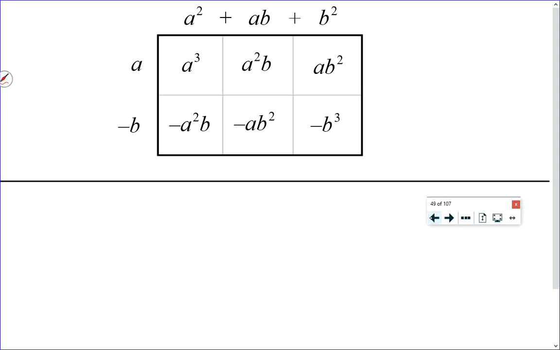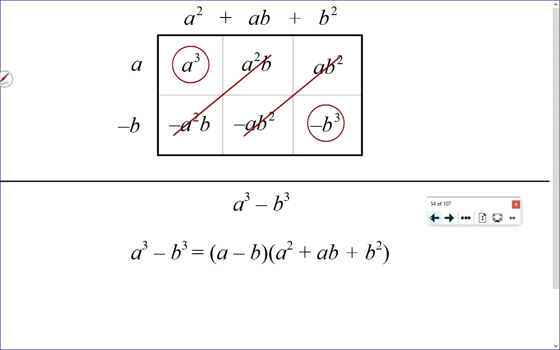But if you look at them carefully, these 2 terms are identical but opposite. And these 2 terms are identical but opposite. So it works. I'm telling you it works. You get a cubed minus b cubed, which is what we're supposed to get. Except you're always going in this direction, not in that direction, right?